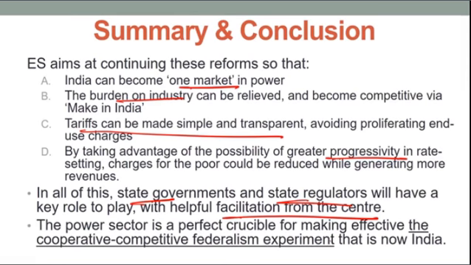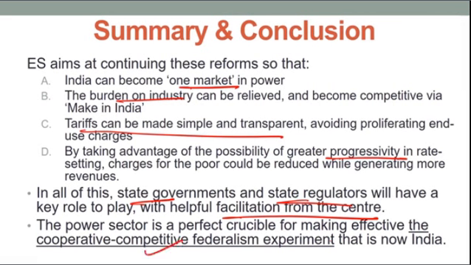Now, this is again an interesting sentence. Power sector is a perfect crucible. Crucible means a place where you can do experimentation of the cooperative competitive federalism experiment. Any state which moves towards better power will also have better industries coming in.